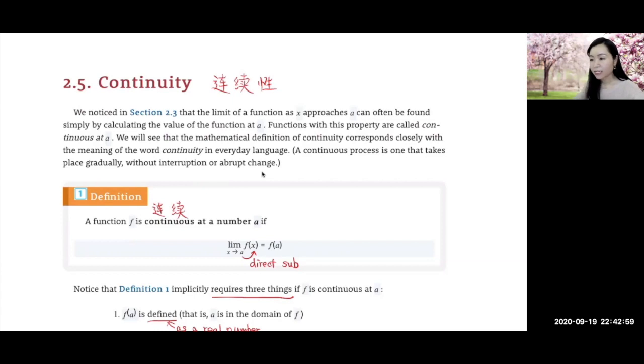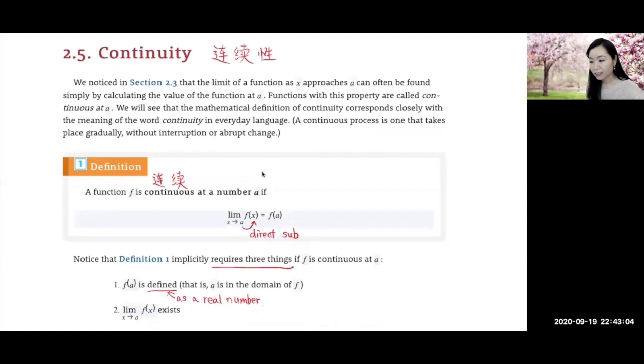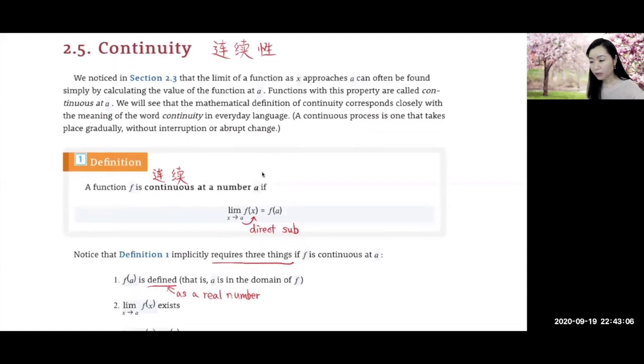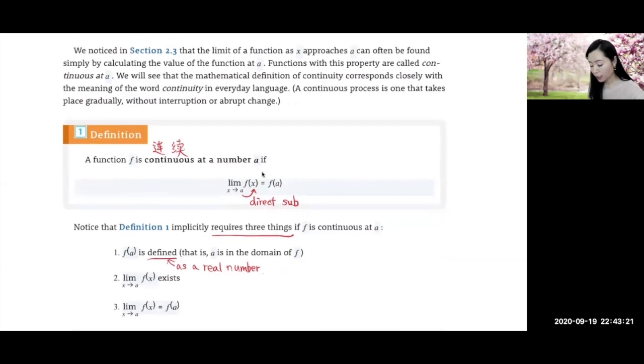So 2.5 continuity. Well, how is it defined? The definition for continuity is: a function is continuous at a number a if the limit of this function as x approaches a is equal to f of a, which means you can do a direct substitution of this a into this x right here to find this limit. So that's just equal to f of a.